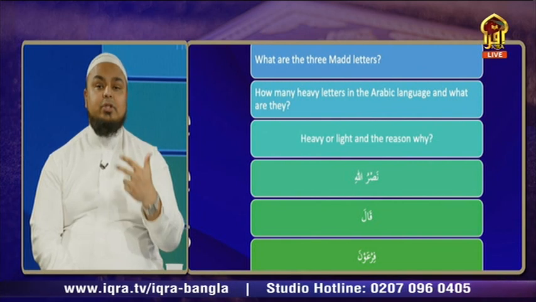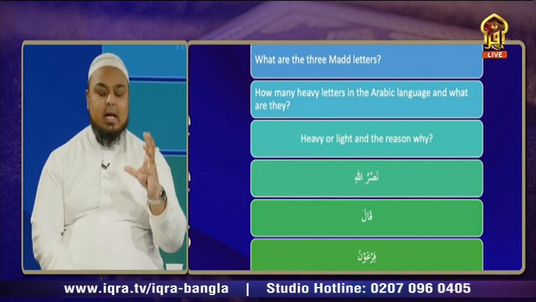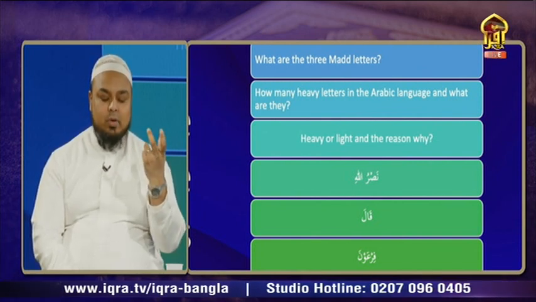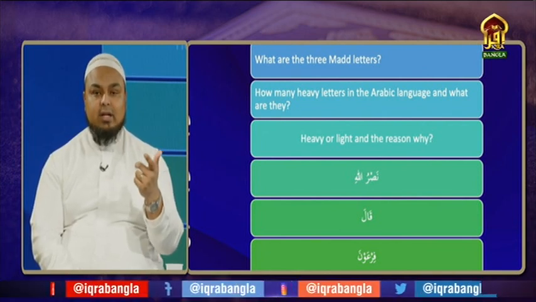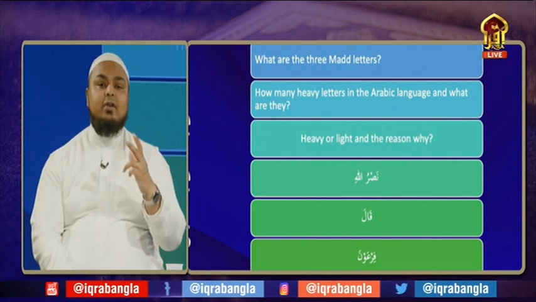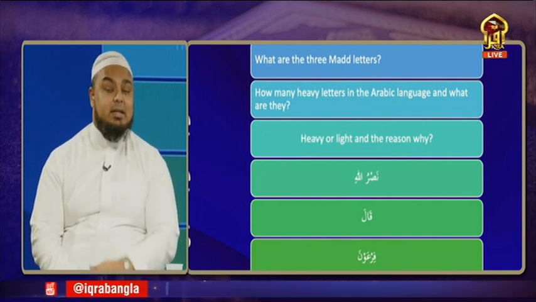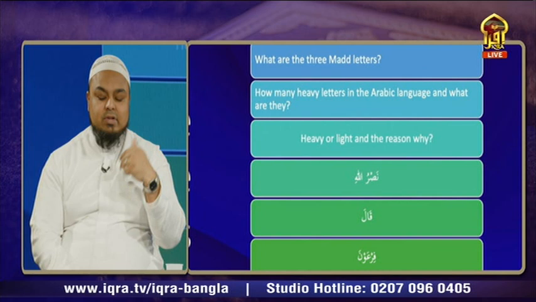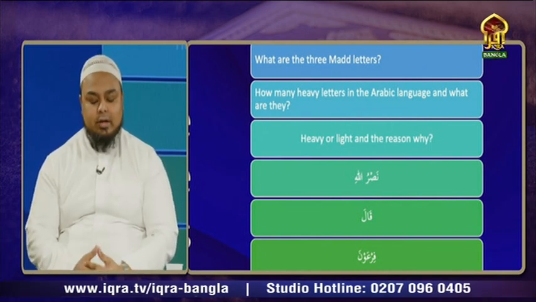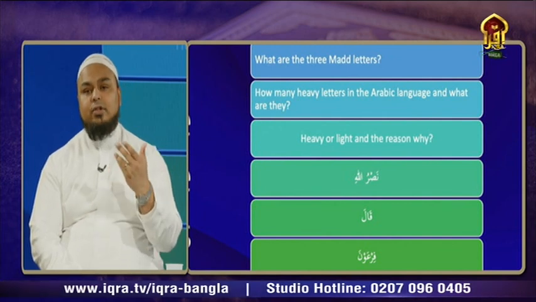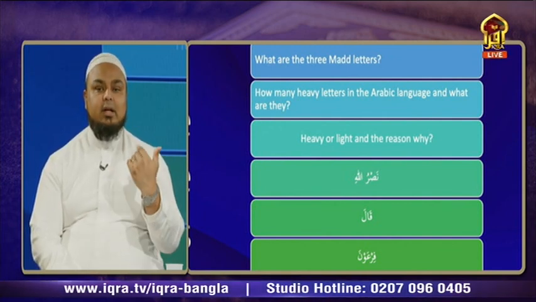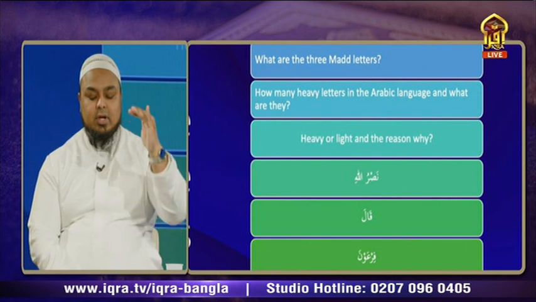These three words, what I want you to do is analyze them and look at the words and find out if the word Allah, if the Qaf, the Ra, and the Alif and the Lam, are they heavy or are they light? And the reason behind it. That's the most important thing. That's the reason behind as to why they are heavy or why they are light. The last question is, what is the dua when going to sleep? We learned a dua in the last session when you are going to sleep. So these are the questions.